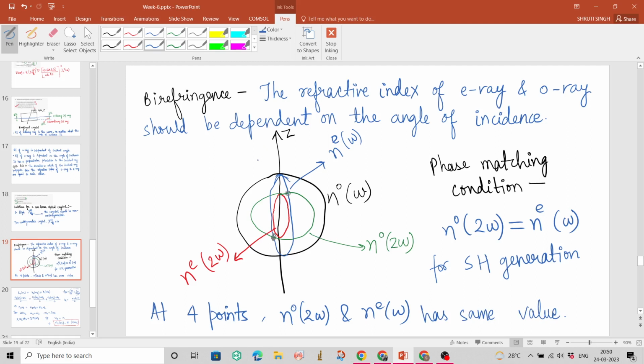And what do these points refer to? Because it's a polar plot, they refer to some angle with respect to the optical axis. So let me draw. This is the optic axis and this is the angle theta. If we keep the crystal at this angle, then only we will see the sum frequency generation or the second harmonic generation. So this is also one of the conditions for getting the second harmonic.